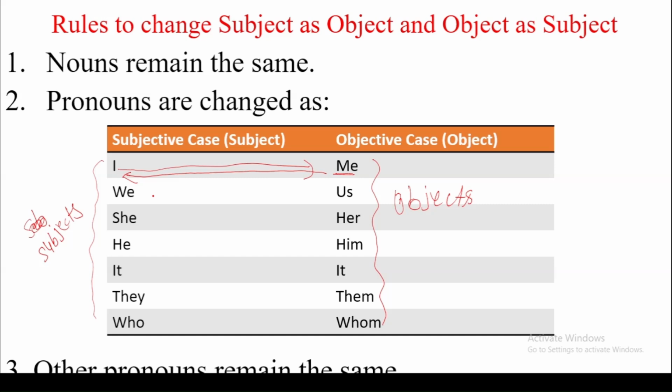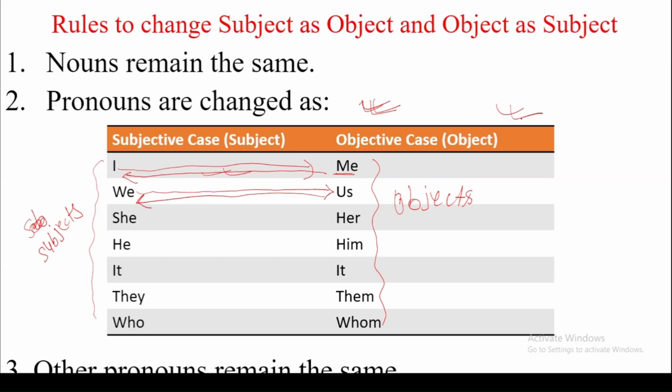So vice versa goes on. If we have we as subject and we have to write it in passive, we write us in objective case. And if we have us as object, we write we as subject in passive. So this is the case of changing subject as object and object as subject.